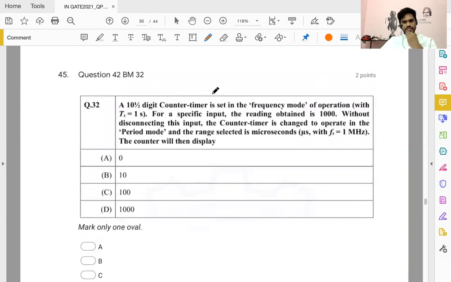Now, counter timer set in frequency mode operation. Counter timer mode, period mode. Might be a simple question, but we haven't really done it. Let's skip it.